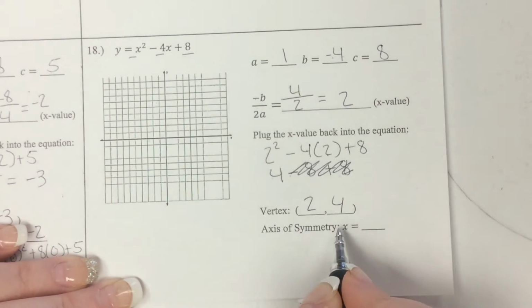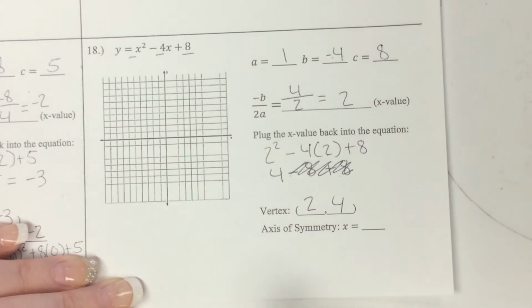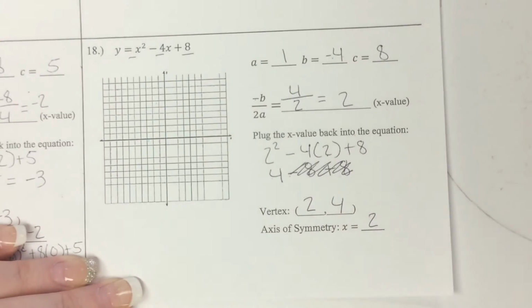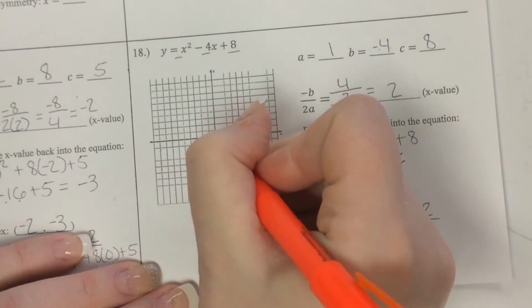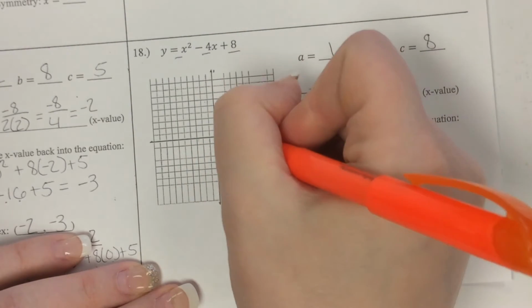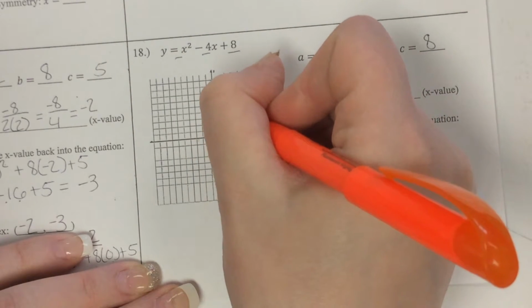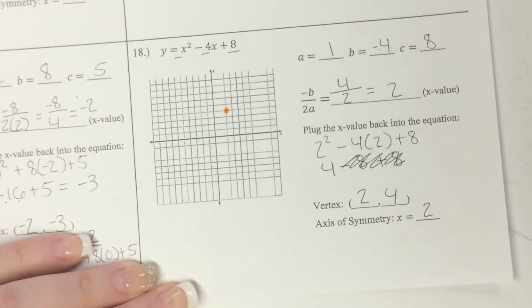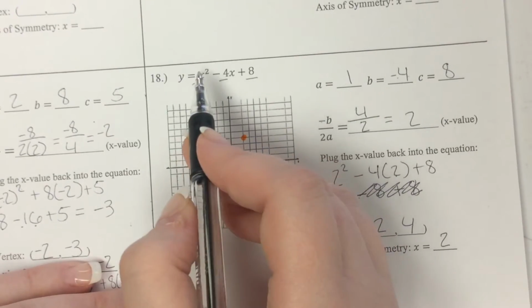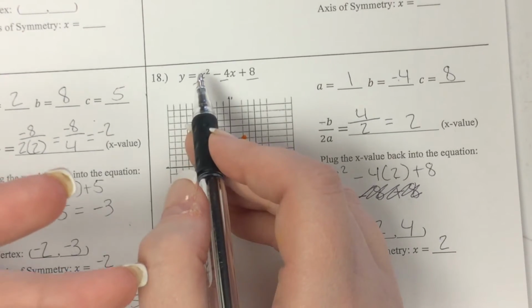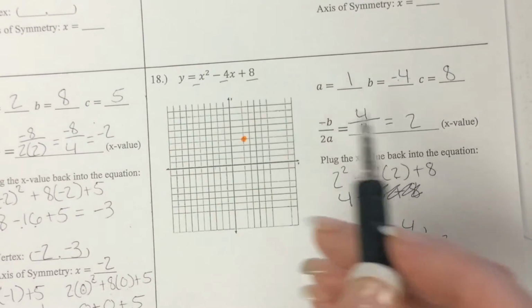All right, axis of symmetry is wherever your x value is because it goes through the vertex, so x equals 2 would be your axis of symmetry. Let's graph our vertex. Over 2, 1, 2, and up 4. 1, 2, 3, 4. There's the axis of symmetry. Okay, our A is just 1. It's positive, so this is going to be a smile, and it should be normal because it's 1, okay?